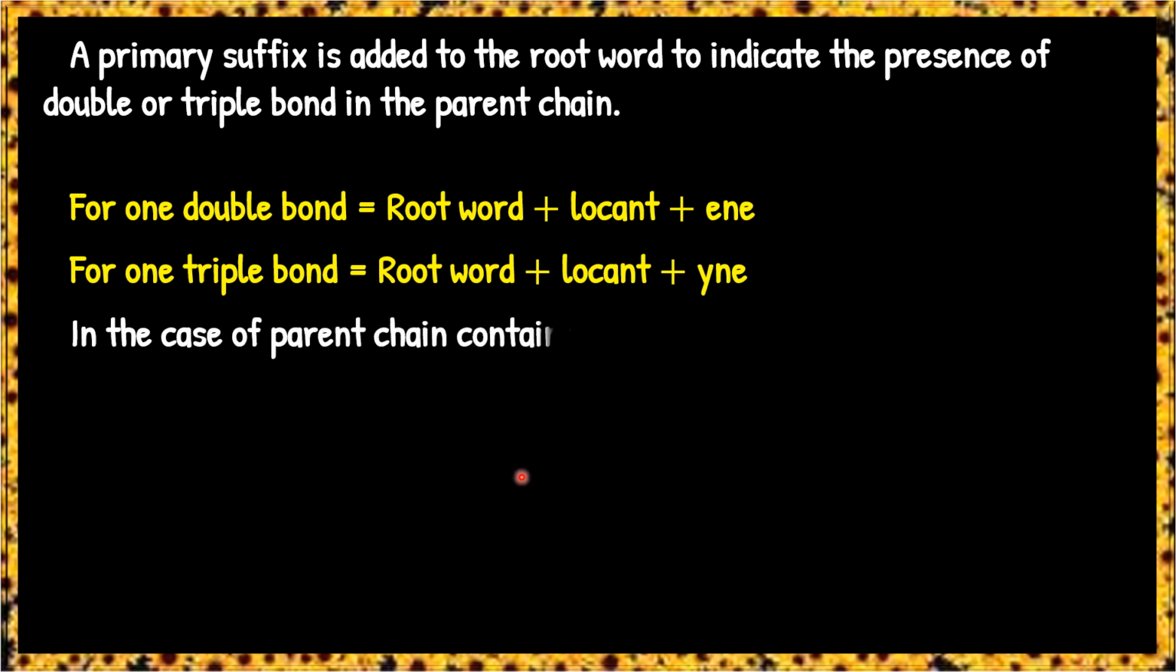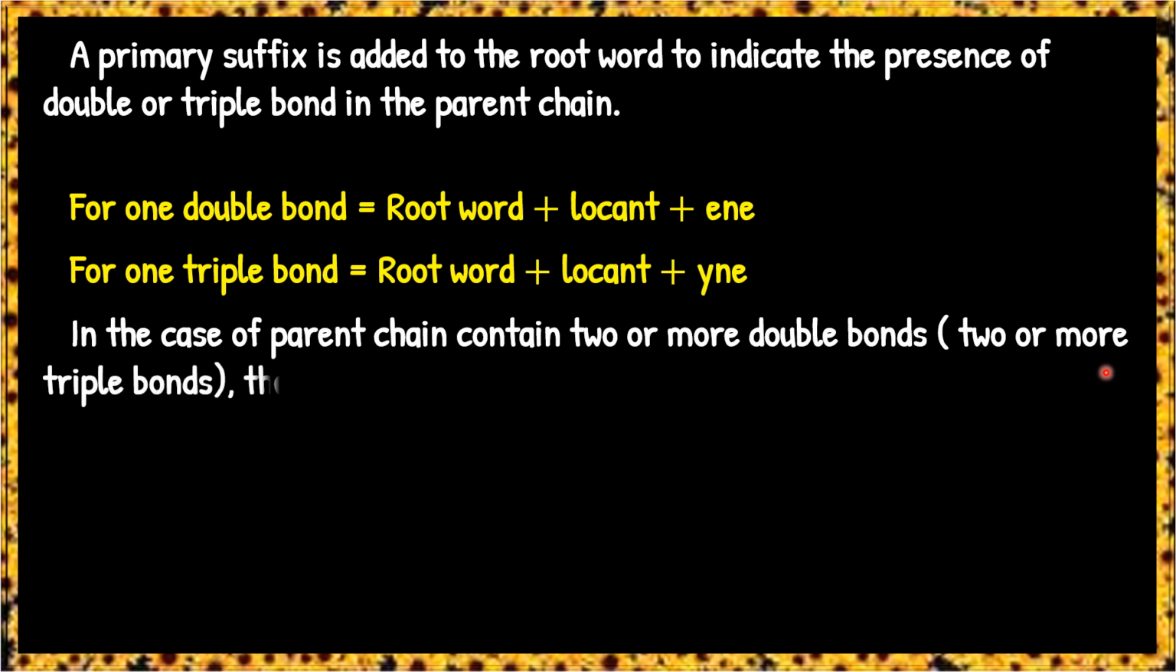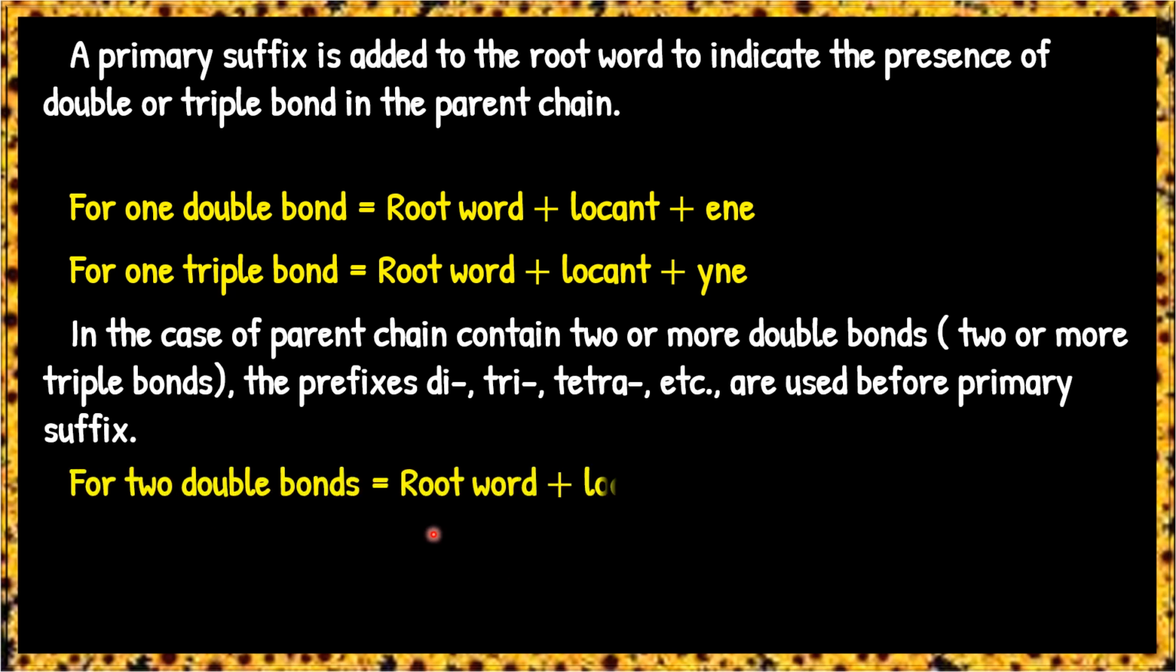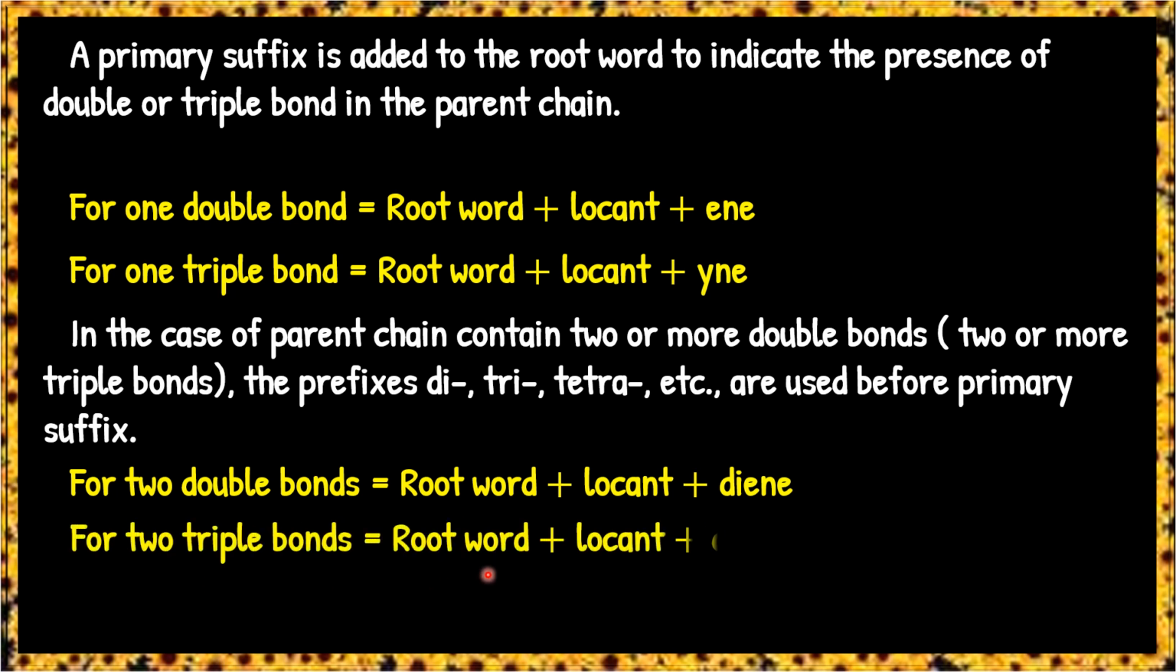In the case of a parent chain containing two or more double bonds, or two or more triple bonds, the prefixes di, tri, tetra, etc. are used before the primary suffix. See here, for two double bonds, root word plus locant plus diene. If two triple bonds are there, root word plus locant plus diyne.